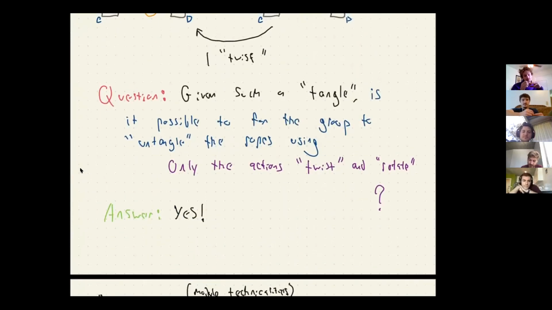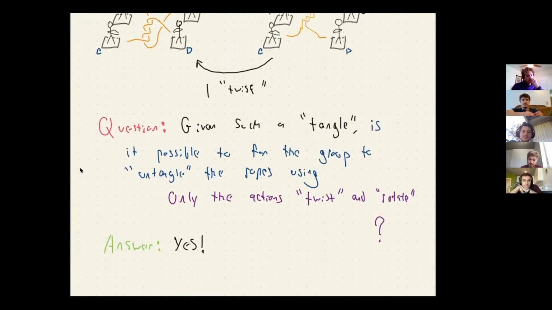So the answer is yes. And this might be kind of surprising. Maybe it's clear that we can undo all the actions by just doing them in reverse in the order that we did them. If I twisted, rotated, then I could just rotate back and untwist, but I can't do these unrotate and untwist operations. I need to just do these forward rotate and forward twist operations.